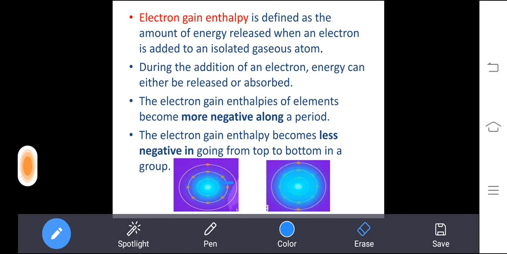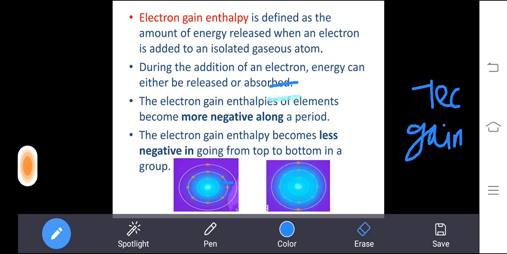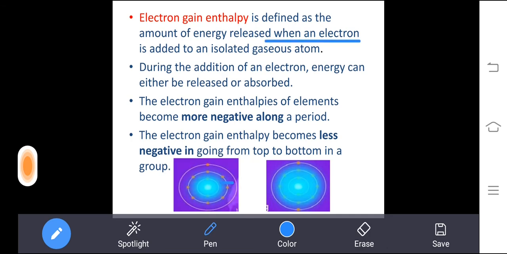Then one more trend, electron gain enthalpy. What is the meaning of electron gain enthalpy? Electron gain enthalpy is similar to the electron affinity, but both are not the same, they are different. Electron affinity is not equal to electron gain enthalpy, but it looks similar. I will say what is the difference between them. Electron gain enthalpy is the amount of energy released when an electron is added to an isolated gaseous atom. That is very important: isolated gaseous atom. During the addition of an electron, energy can be released or absorbed.